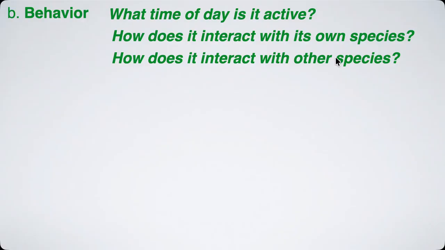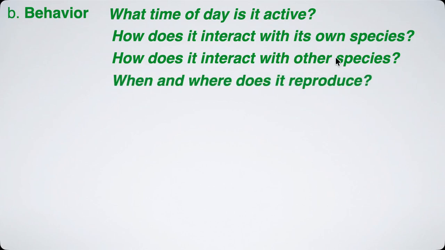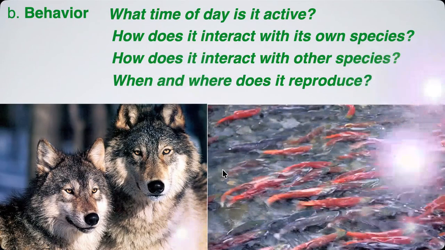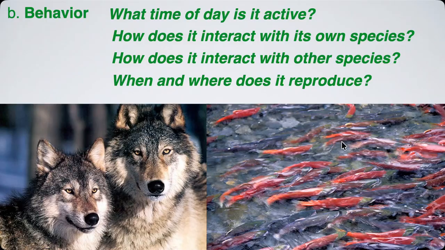Does it have a symbiotic relationship with other species? Does it work together to hunt? When and where does it reproduce? Again, all of these are behavioral things. And if any of these sound kind of familiar to you, maybe it's because when we were going over evolution, we talked about how different types of isolation help to lead to different species forming, right? So you've got pack animals like wolves. We've got schools of fish. Salmon reproduce at a very particular time in very particular locations.